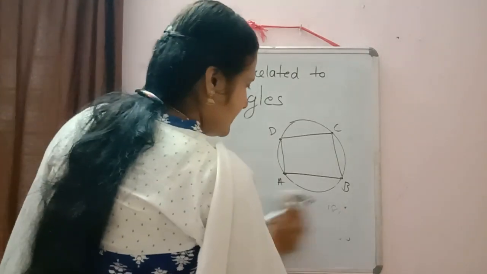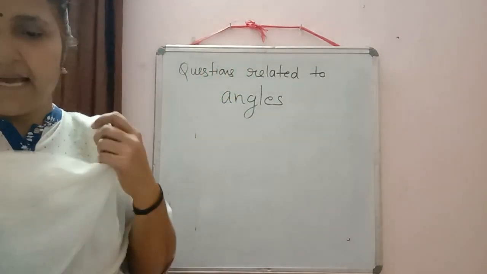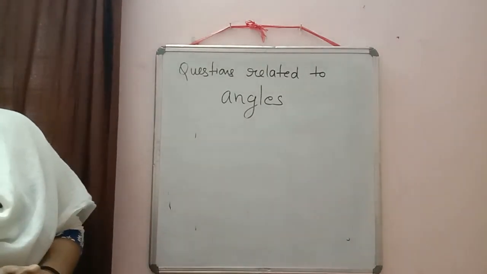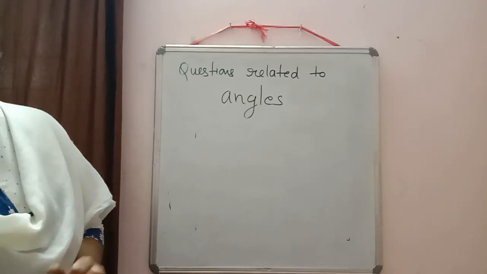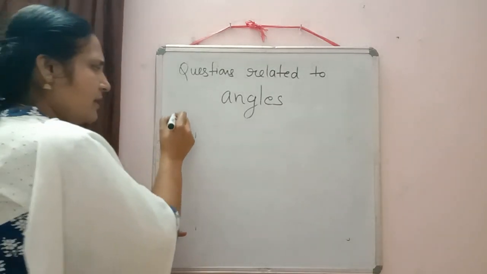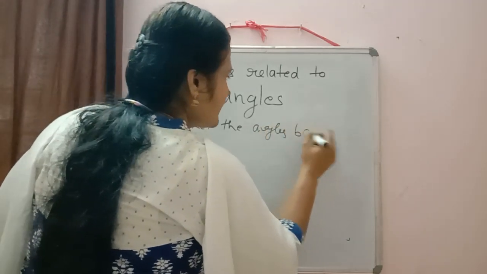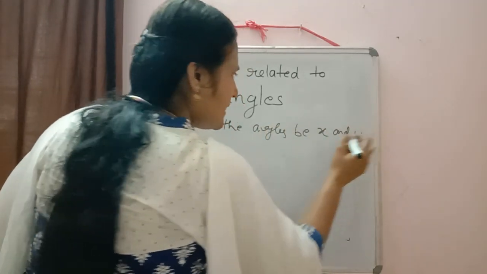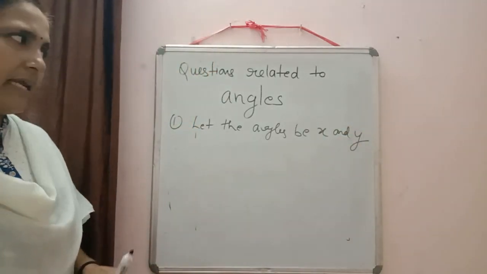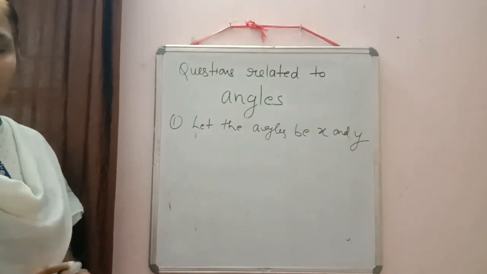Now the first question is: the larger of the two supplementary angles exceeds the smaller by 36 degrees. Find them. So they are supplementary angles, and we need two angles here. Just write down first: let the angles be x and y. When we do the question, at that time we will not write x degree and y degree. It will create confusion. At last, when we write the answer, then we will write the angles as whatever our answer comes.